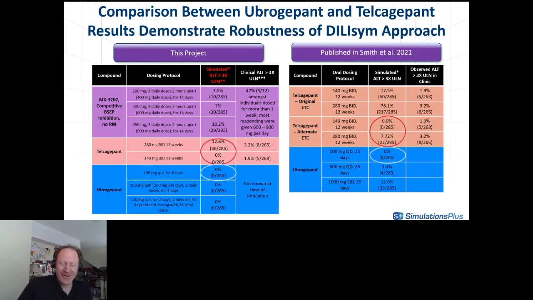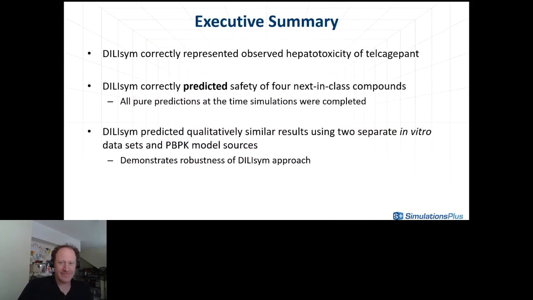Well, I threw you all a curveball there because there were 5 in this particular project that I just presented. But because we did MK3207 in the previous project, that makes 6. So I have 6 CGRP receptor antagonist compounds, all predicted correctly. 2 toxic, 4 safe. So if we were giving prizes, we would have one winner. One person voted 6. All right. Congratulations, whoever you are.